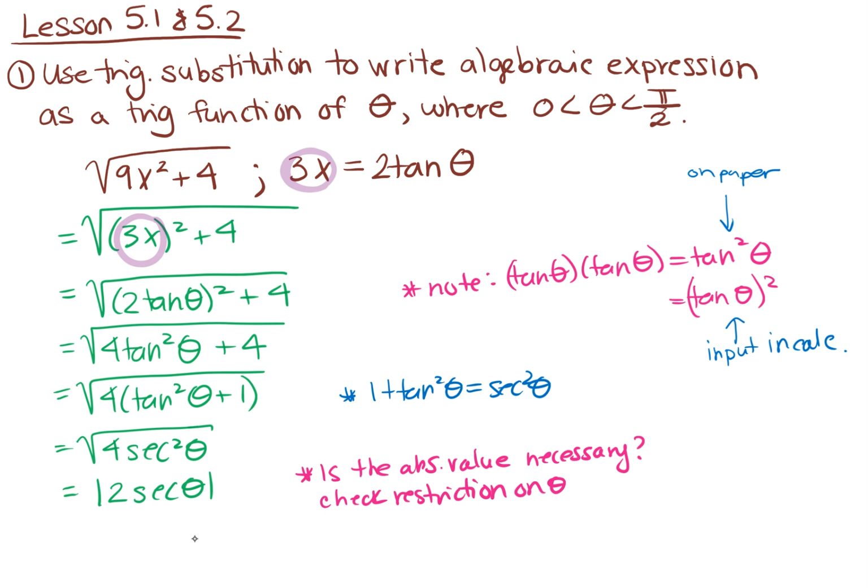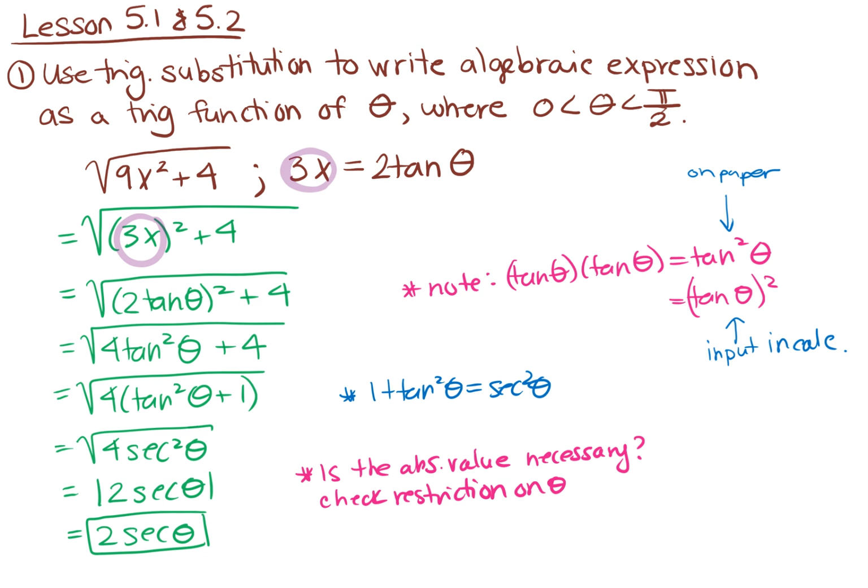Is it always negative? Or could it be sometimes positive, sometimes negative? The answer to that question tells you whether or not you need the absolute value. So because that is always positive, I don't actually need the absolute value. So I'm going to take the absolute value away and just write it as 2 secant theta, because I always want to write it in the simplest way possible. So if I don't need the absolute value, I don't want to have it there. Okay?